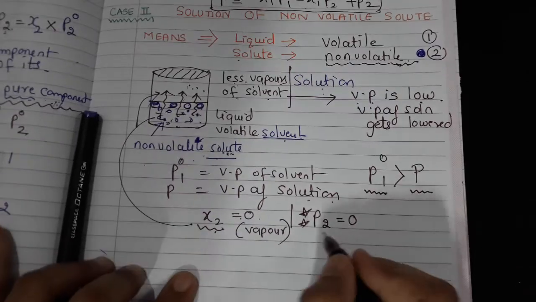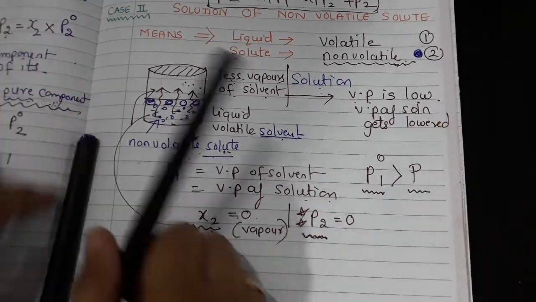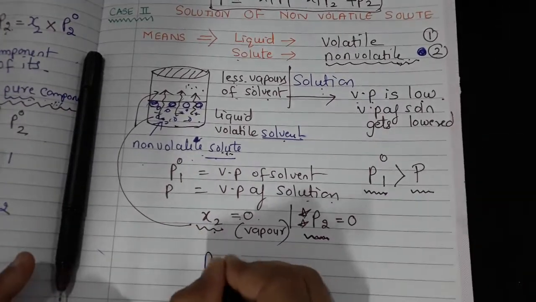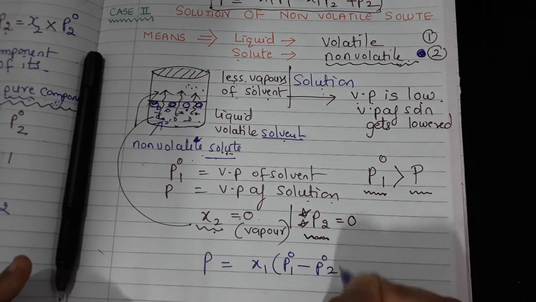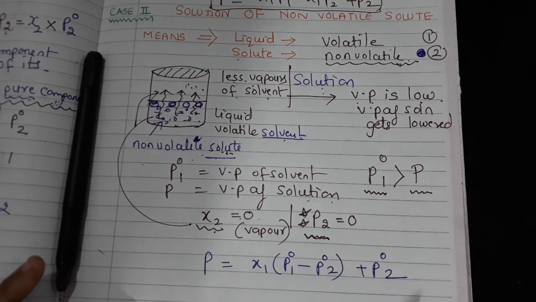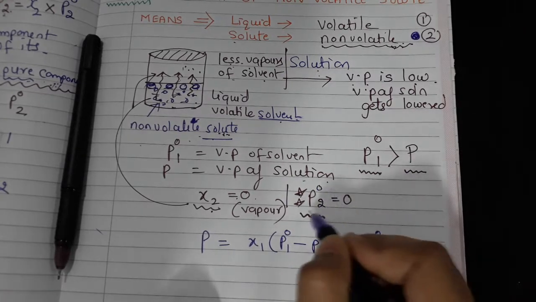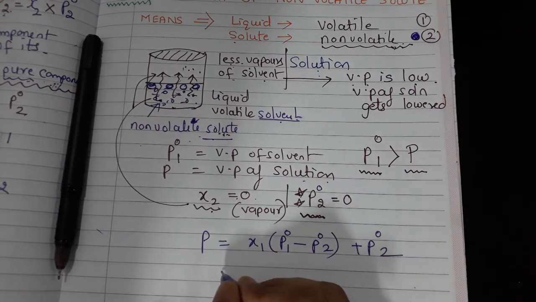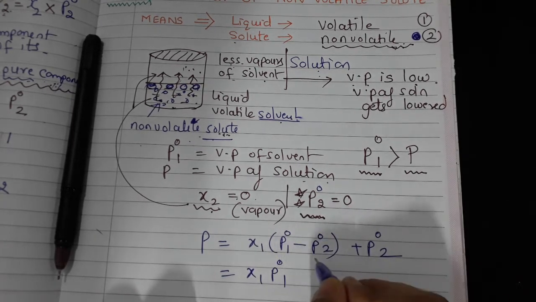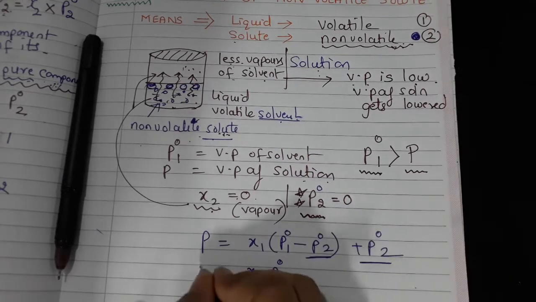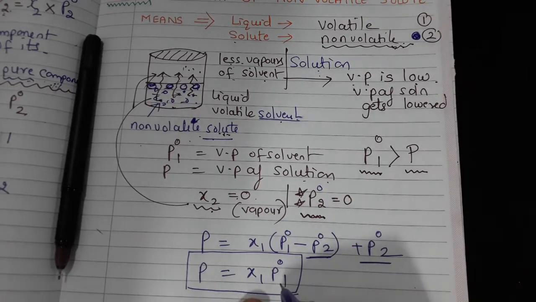This is more important, and I am saying this for the vapor state. Now what we have to do is substitute P2 is equal to 0 in the above expression. The above expression was P is equal to x1 (P01 minus P02) plus P02. Now P02 is 0, so this term will be 0, and we are getting P is equal to x1 P01.